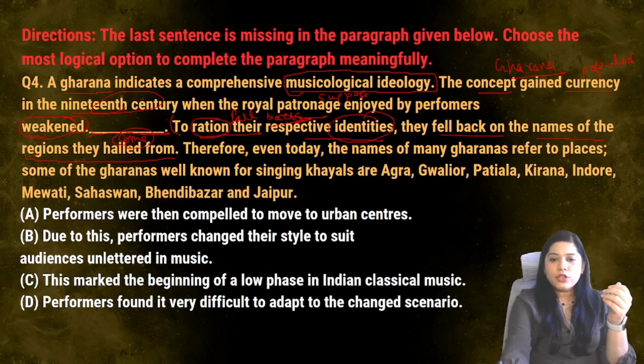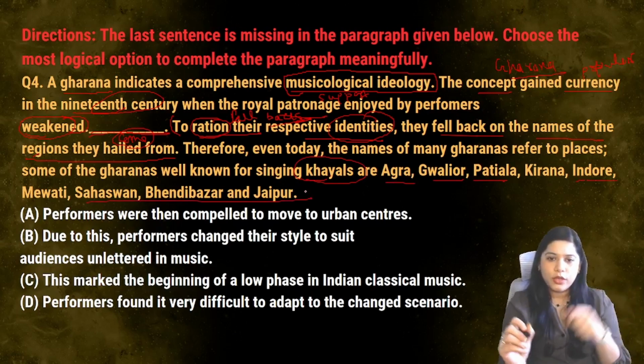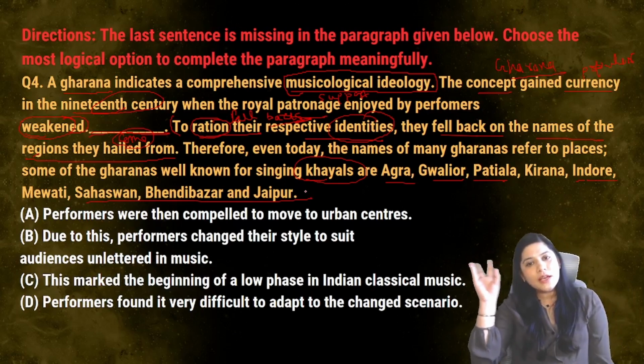So therefore, even today, the names of many gharanas refer to places. Some gharanas are well known for their singing khayals, means type of music. Agra gharana, Patiala, Gwalior gharana, Indore gharana, etc., etc. Jaipur gharana. So when I say Jaipur gharana, means they come from there.